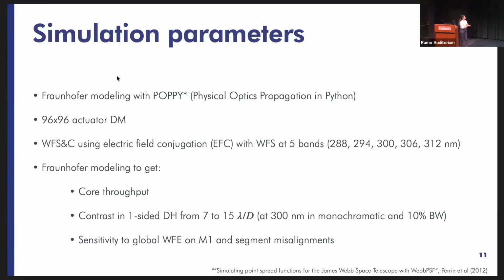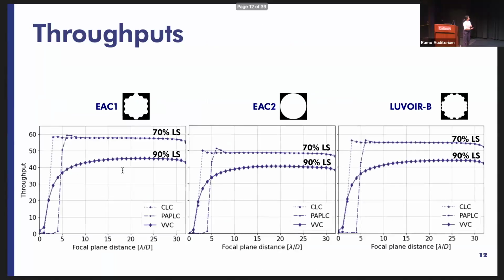We're estimating the core throughput that we get, the contrast in a one-sided dark hole at 300 nanometers in monochromatic and 10% bandwidths, and also how sensitive these architectures are to global wavefront error and segment misalignments, and how it changes when you go from hexagonal to keystone segments.